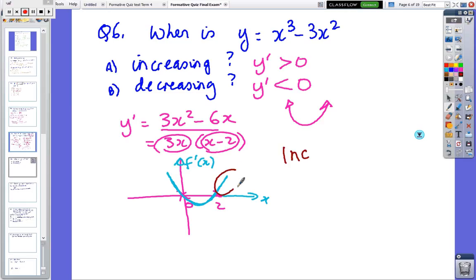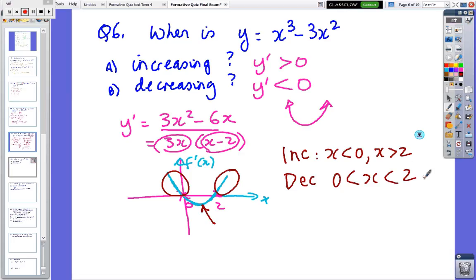So it's increasing when it's positive, so it's increasing for x less than 0 and x greater than 2. It's decreasing down there, so 0 less than x less than 2. So with these questions here, just sketch it, and then you're looking for above or below the x-axis. Okay, come across when you're ready.